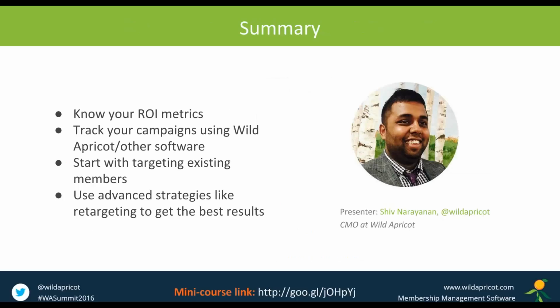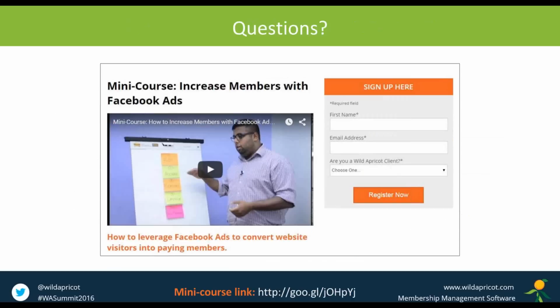And so in summary, I just want to point out a few things. Know your ROI metrics, right? Track your campaigns using Wild Apricot or any other software that you use. Start with targeting existing members, because that's where the biggest pot of gold is, and use advanced strategies like retargeting to get the best results.